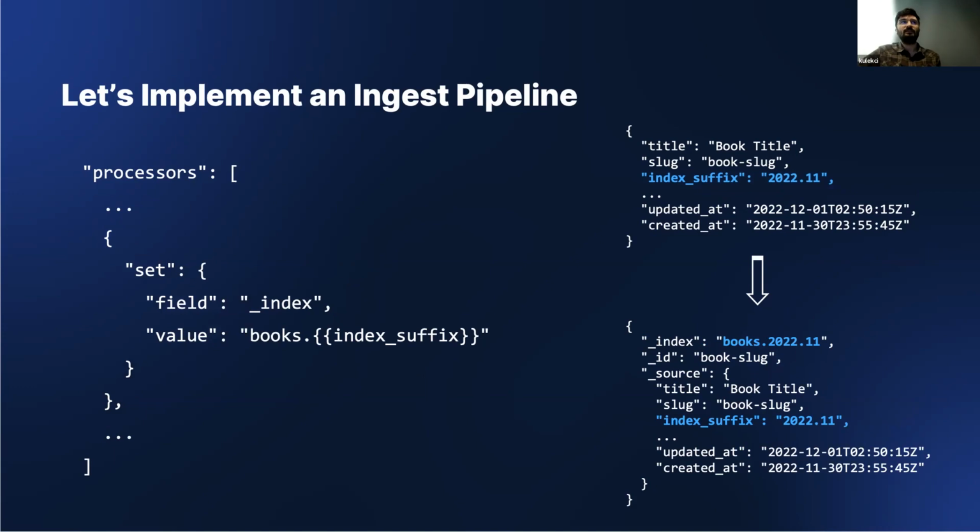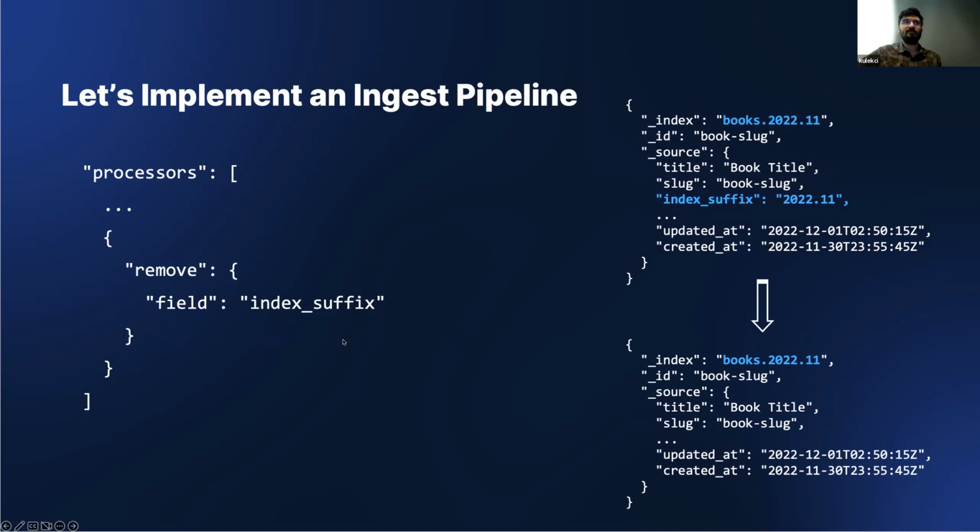Then we are putting the index name into our underscore index field. As you can see here, there was the index suffix, and we are putting this index suffix field into the underscore index as a suffix of books. Lastly, we are removing our temporary field, the index suffix, to clear the unnecessary temporary field.